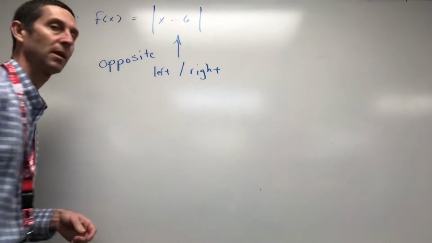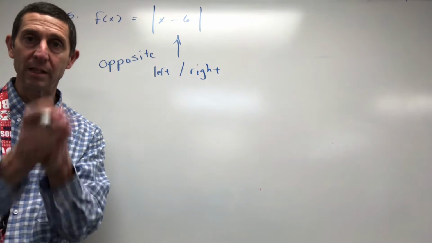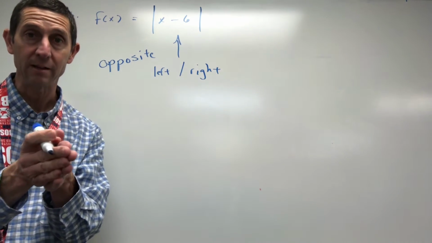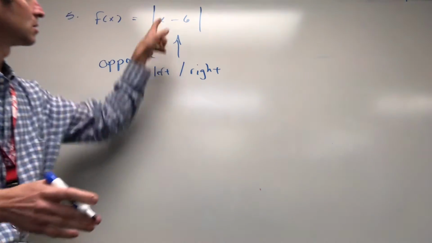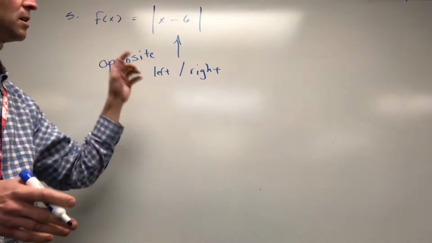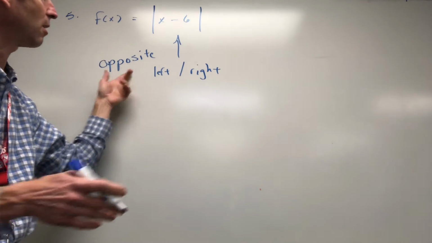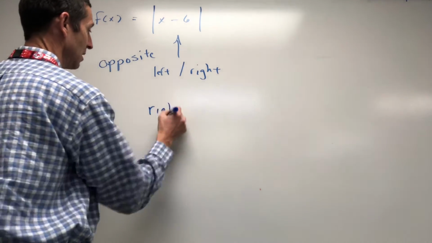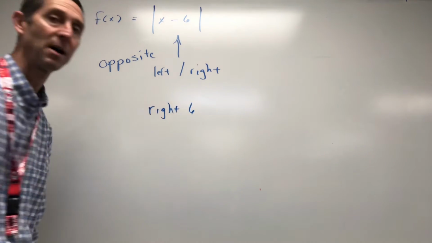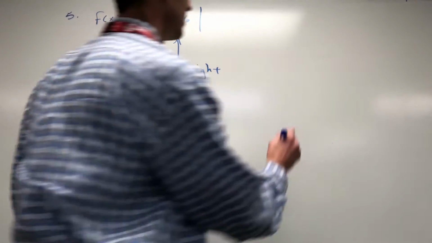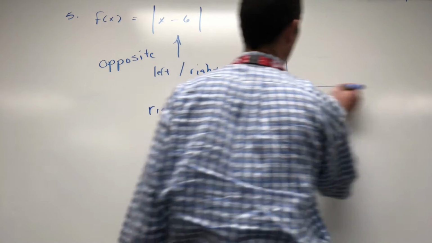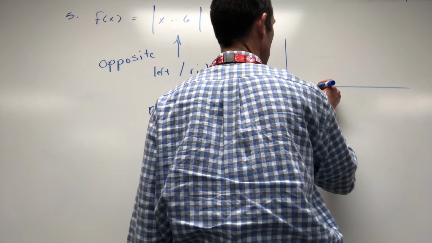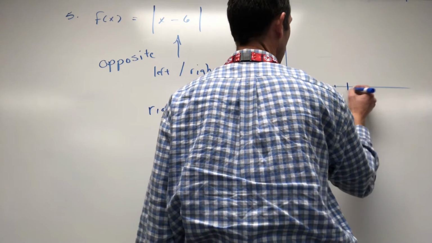Okay, so inside there dictates we're going left or we're going right, but it's always the opposite meaning. So when you see minus 6, you think, oh, that's saying left, but we go opposite. So we got to go right 6 spots. All right, let's graph it. Ooh, that's a long ways over there. So 1, 2, 3, 4, 5, 6.